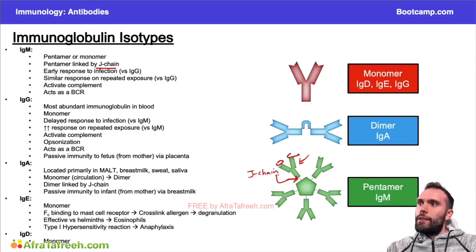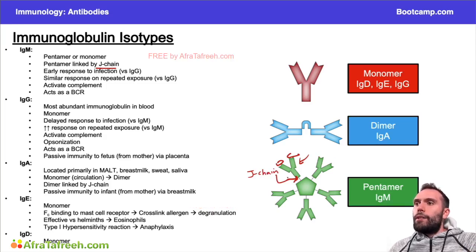Okay, so they're linked by this J chain or J protein, and again, if you look at how many antibody binding sites there are on one of these pentamers, you can see that there's 2 for each antibody, which is pretty much the case across the board. Every one of these antibodies is going to have 2 antigen binding sites, which means that a pentamer of IgM is going to have 10 binding sites, right? So it's going to have 10 binding sites for antigens.